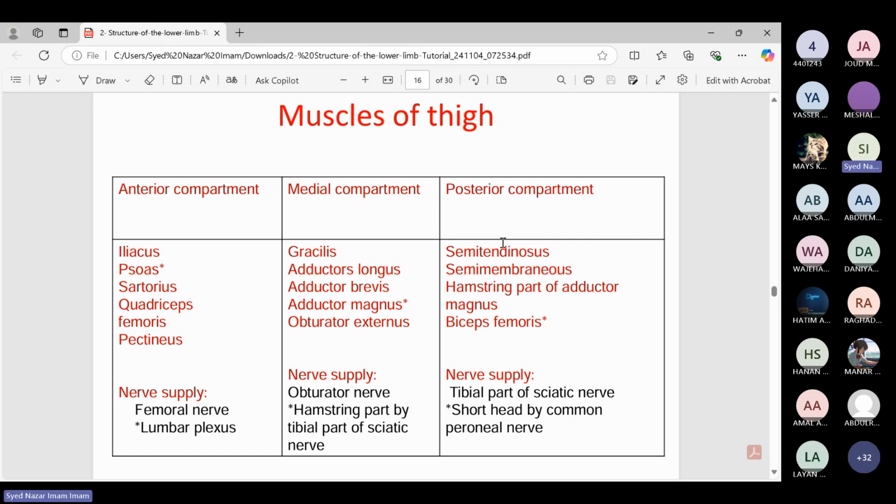The posterior compartment, we have four muscles: semitendinosus, semimembranosus, biceps femoris, and part of the adductor magnus. Now you can see that adductor magnus has two parts. One is in the medial compartment and one is in the posterior compartment. So we call it the hamstring part of the adductor magnus. So what are the hamstring muscles? We have semitendinosus, semimembranosus, biceps femoris, and the hamstring part of adductor magnus. And they are all supplied by the tibial part of the sciatic nerve, except biceps femoris, which is supplied by the peroneal nerve.